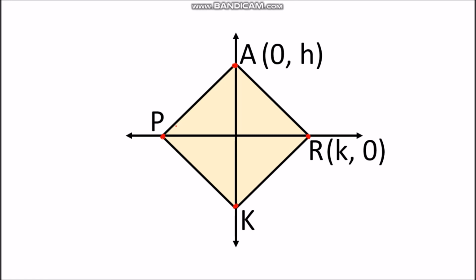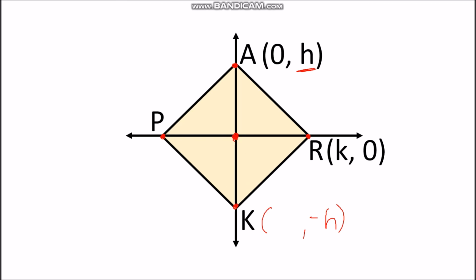Since this is a rhombus, that means its diagonals bisect each other. So we can say that AK and PR bisect each other, so each pair has the same distance from the center. If the distance of A from the center is h, that means the distance of K from the center will also be h. But since this is on the negative side of the y-axis, we will write negative h. They have the same variable, but this one is negative since it is on the negative side of the y-axis.